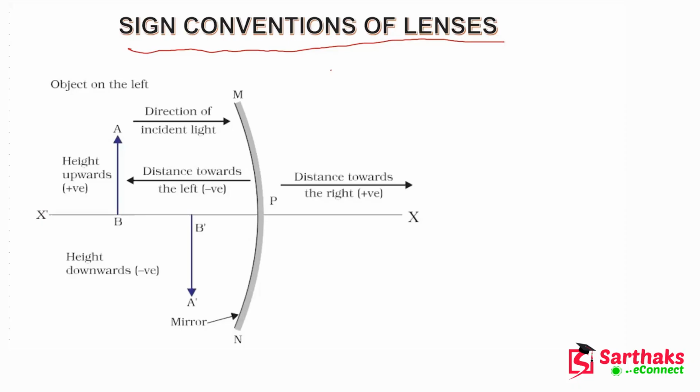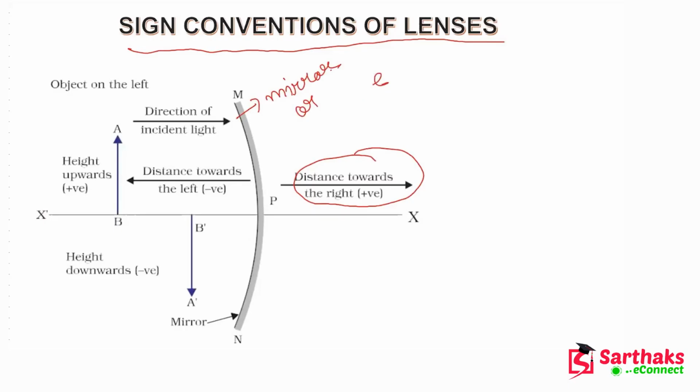Although we have seen this sign convention even in the case of mirrors, so we don't need to put lots of effort into understanding it, because we already saw this when we were discussing mirrors. Let me give you a quick idea of what the sign convention is. The distances which are on the right side of the lens are taken positive. It will work for both mirror and lens.